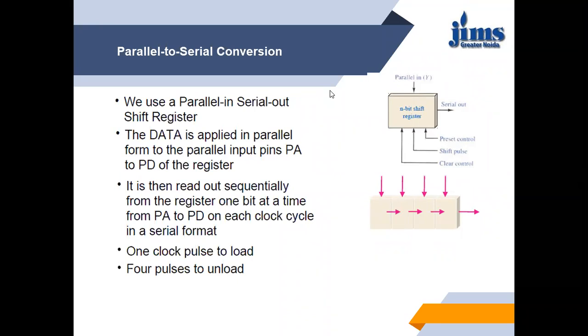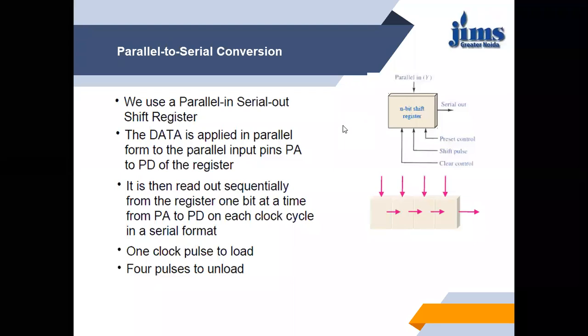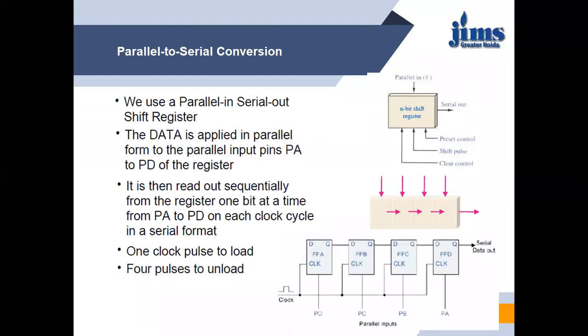So you can say that it requires 1 clock pulse to load and 4 clock pulses to unload. As compared to that, the serial in, serial out register required 4 clock pulses to load the data and 4 clock pulses to unload the data, that is overall 8 clock pulses. In the case of the parallel in, serial out, we require 1 clock to load the data and 4 clock pulses to unload the data. That means we have only 5 clock pulses to load and unload the data.